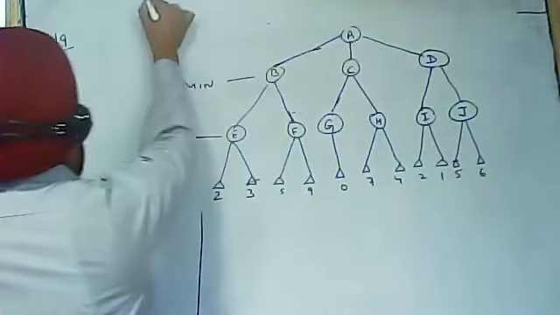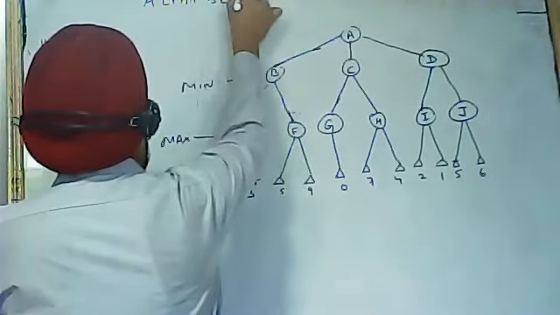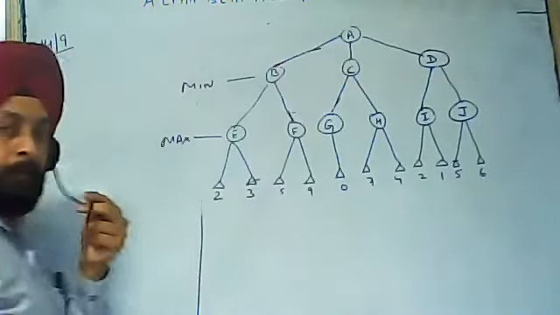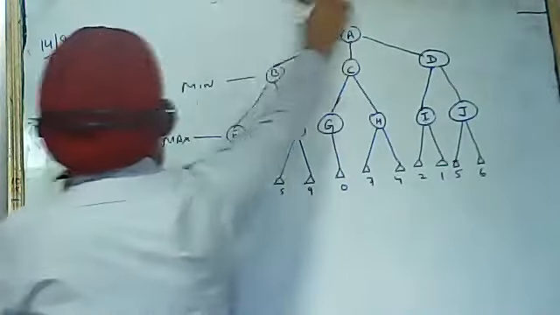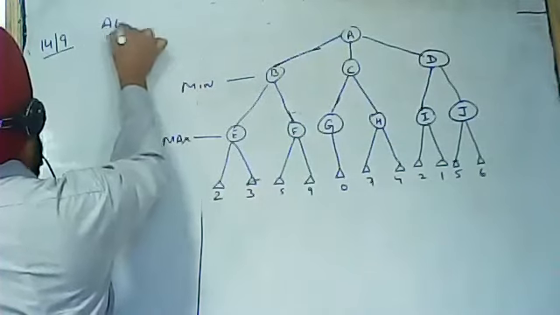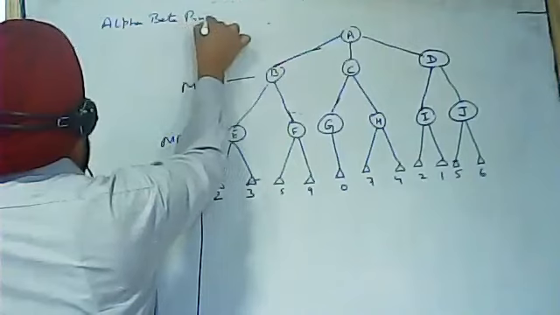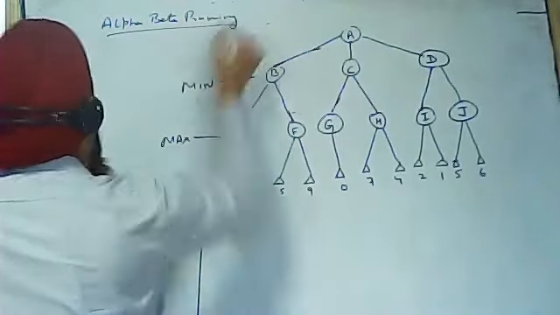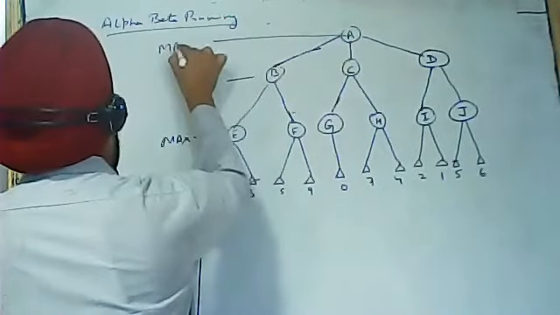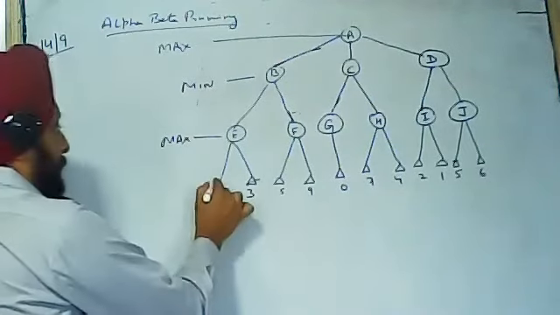I will write alpha beta pruning here. It is not visible, so a little bit lower. Alpha beta pruning is there. This is max. According to the minimax algorithm, what happens? We come to the terminal nodes, with their utility values.